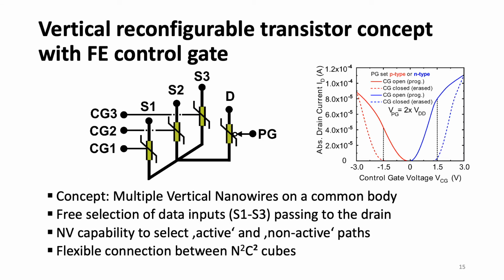A very special concept of these reconfigurable transistors arises from the vertical domain. Multiple nanowires can be connected to a common body, enabling inherent X-to-1 multiplexing in a single transistor with X independent drain contacts. As long as the single drain contact is programmed correctly, the signal of any of the source contacts can be delivered to the drain or not, depending on the applied signals CG1, CG2, CG3.